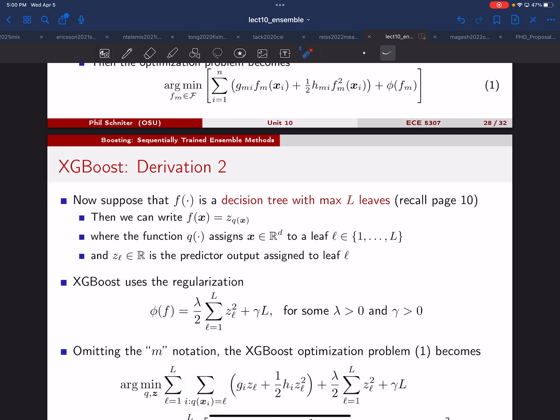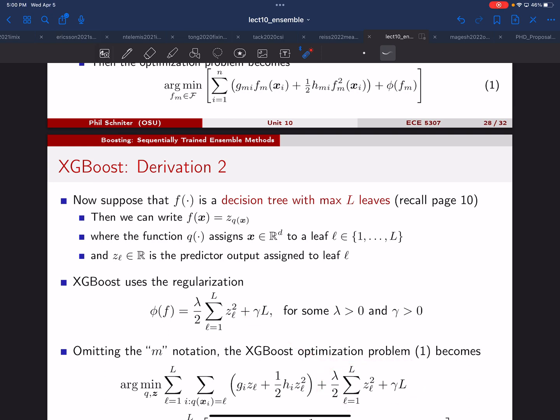So what that allows us to do, oh, and we're also going to omit the M notation here just to keep things simple. So this becomes GI here. This becomes ZL because we're saying explicitly that L is the leaf for which that XI landed on. So this is just going to be ZL. This is just going to be HI because we're omitting the M. And this is just going to be ZL squared. And finally, for the regularization, we have that already in the form of ZLs and everything we need. So we just copy that directly.